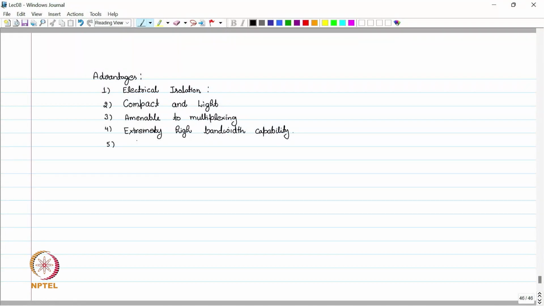The other is high sensitivity and high dynamic range.